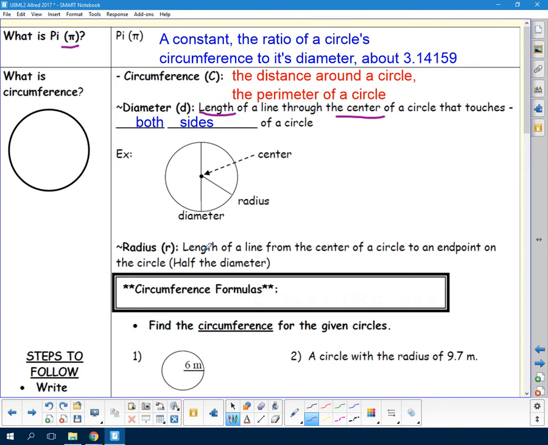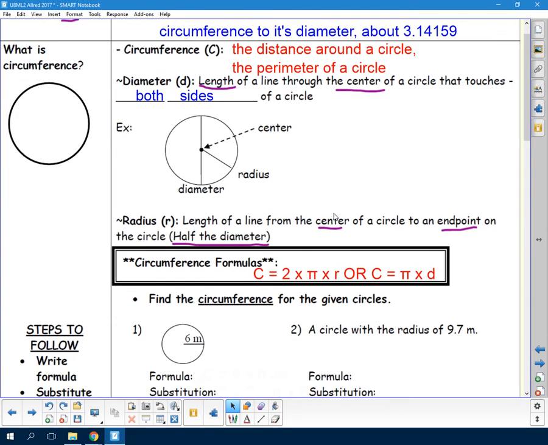The radius is the length of a line from the center to one endpoint of a circle. It's just half the diameter. This purple line I'm about to sketch is the radius of that circle. You need to know what circumference, diameter, and pi are to solve for the circumference of a circle. You can use one of two formulas. You can take 2 times pi times the radius, or you can take pi and multiply it by the diameter to find the circumference of a circle. We'll talk more when you get to my station about why that formula works.